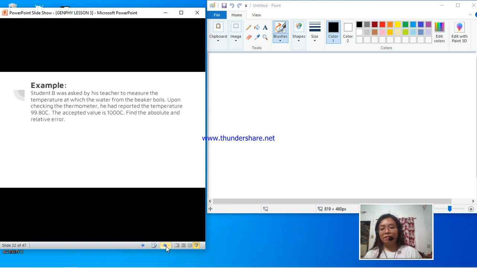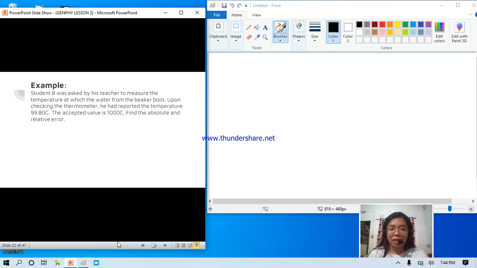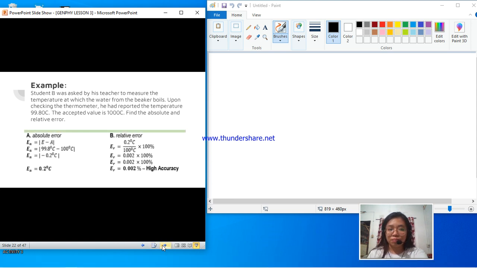Okay, so let's have an example sa accuracy. Ito yung situation kanina. Student B was asked by his teacher to measure the temperature at which the water from the beaker boils. Upon checking the thermometer, he had reported the temperature is 99.80 degrees Celsius. The accepted value is 100.0 degrees Celsius. Find the absolute and relative error.